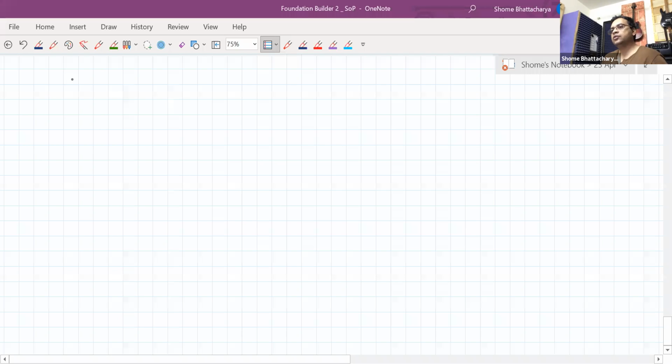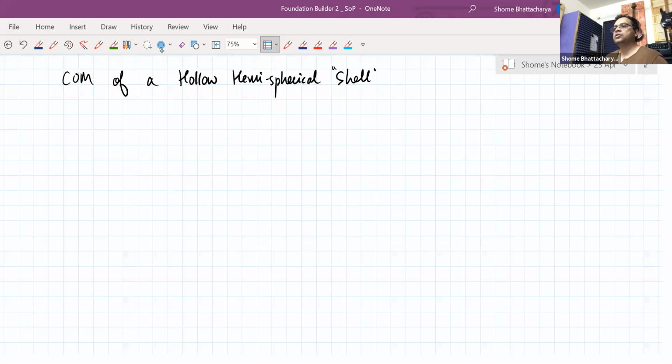So we will look at the center of mass of a hollow hemispherical shell. Last time we had seen it for a solid hemisphere. Okay, so we'll see a hollow hemispherical shell kind of thing. So it is like an open bowl, which has a very thin crust and is hemispherical in shape.